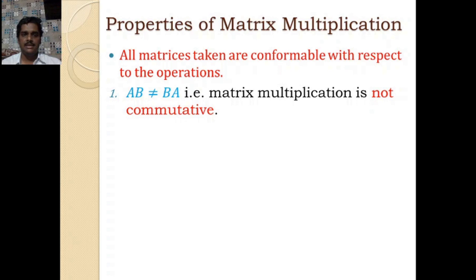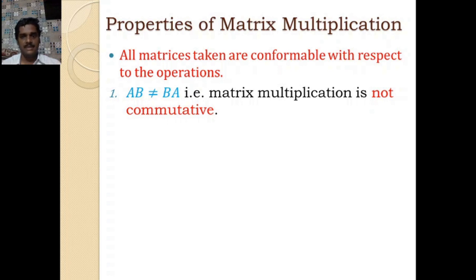If you recall, matrix addition is commutative. Your A plus B is equals to B plus A. What it means is that order does not matter, whether we add A with B or we add B with A. But here matrix multiplication is not commutative. So it means whether we multiply A by B or we multiply B by A, it's not the same. It may give you a different answer. AB may or may not equal BA.